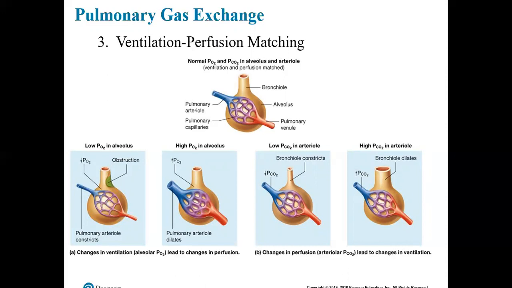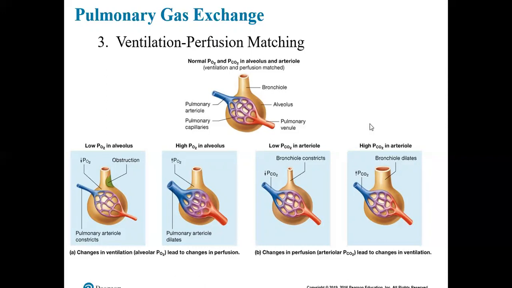So to better make use of your resources, if you have an air sac that has plenty of oxygen coming into it, that's where you want to dilate your capillaries here to increase the perfusion there. So now you try to maximize the amount of gas exchange there.